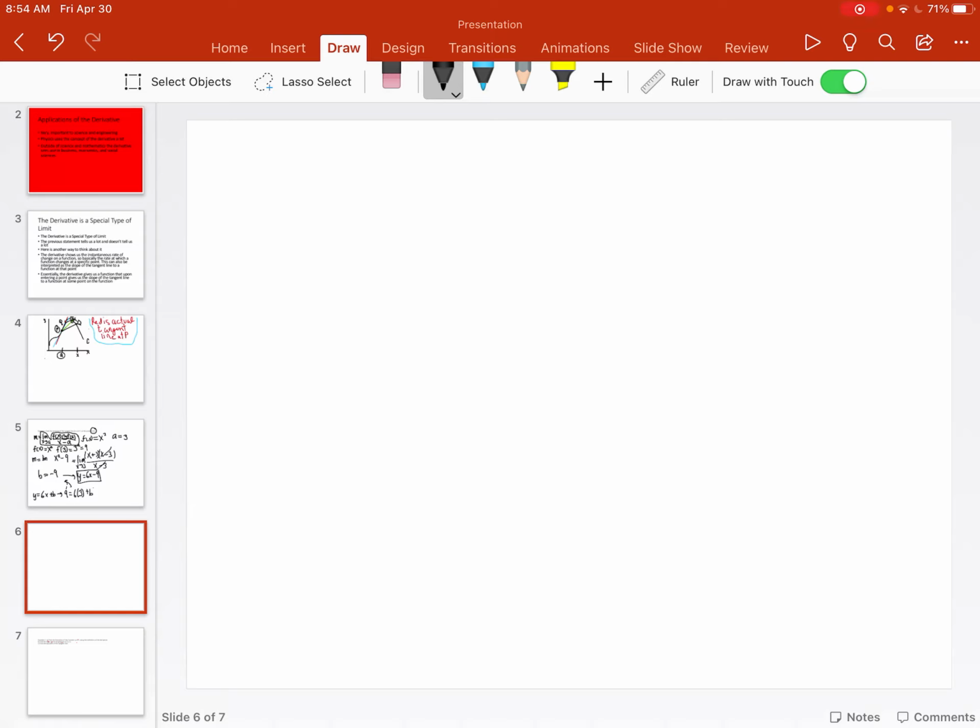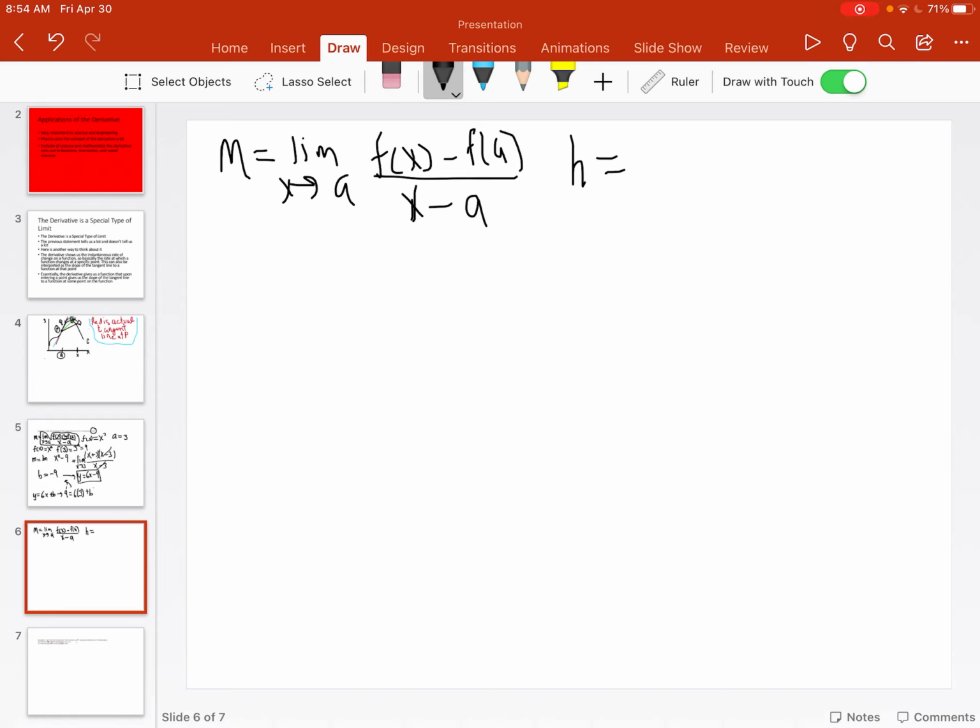Okay, now let's consider that equation we just worked with. The limit as x approaches a of f of x minus f of a over x minus a. Okay, so let's put this variable h in there. h is equal to x minus a. If h is equal to x minus a, then x is equal to a plus h.